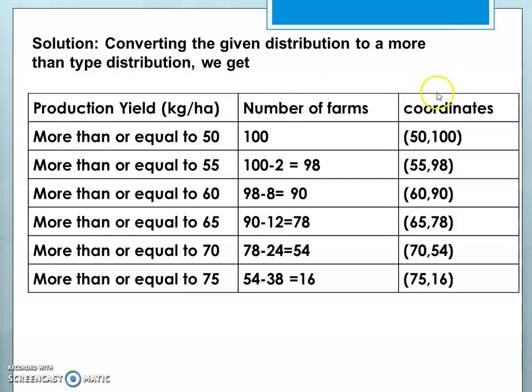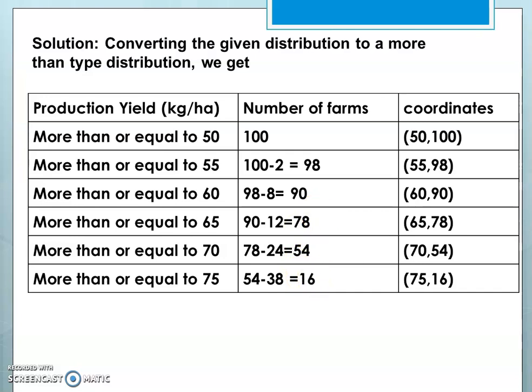So this way we will be forming this table. First one, that is more than or equal to 50, you have all 100. More than or equal to 55, you have 100 minus 2, that is 98. Then more than or equal to 60, you have 98 minus 8, that is 90. Then more than or equal to 65, you have 90 minus 12, that is 78. So go on subtracting and you will get this.